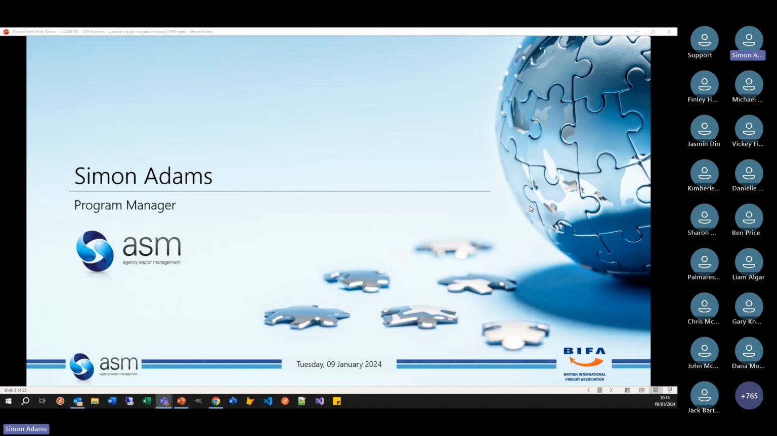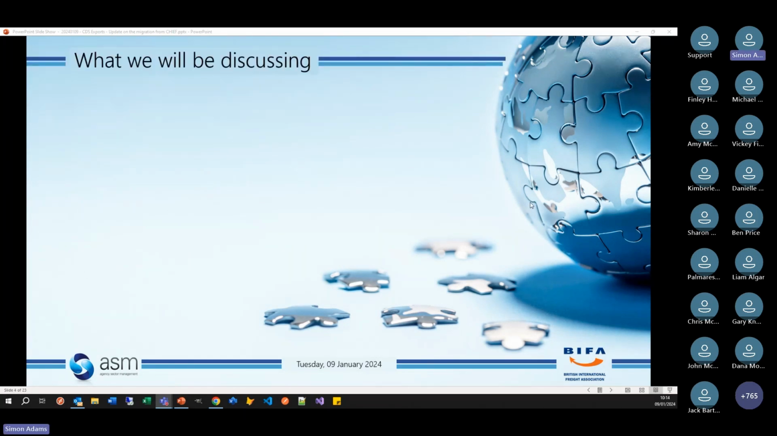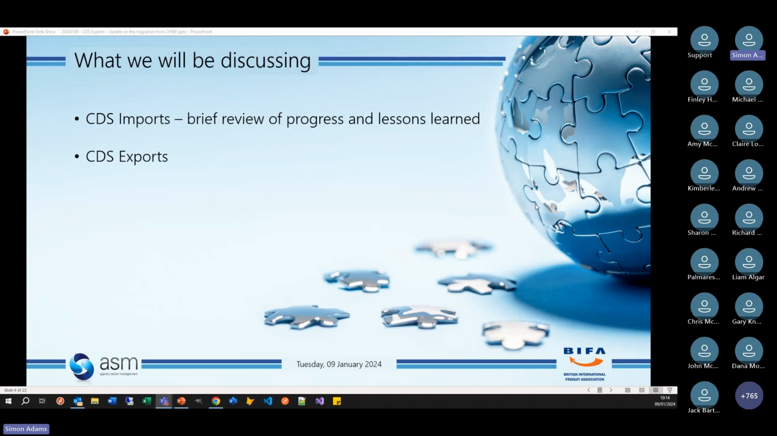It's focusing on the generalities of CDS and CDS exports. What I'm going to talk about this morning is various things. We're actually going to start with CDS imports, strangely. Just a review of how CDS imports has gone and lessons we've hopefully learned from CDS imports. Then we'll move on to exports.